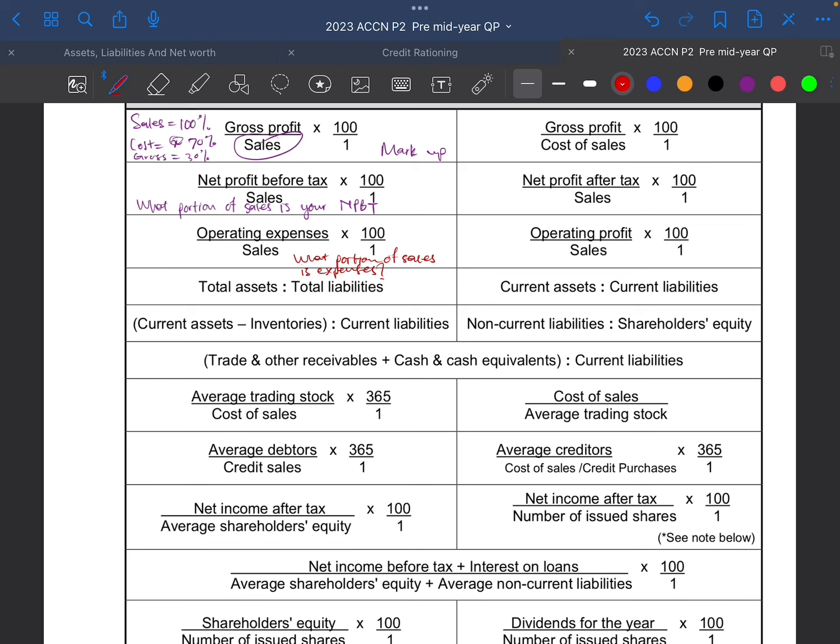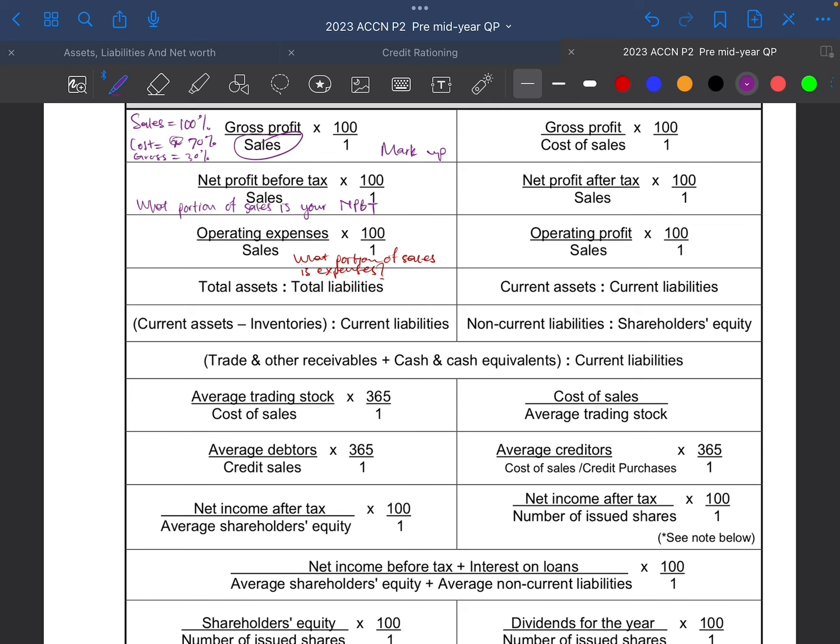Okay, and then our operating profit: out of the total sales that you made, how much of that is operating profit? See, if you interpret the formulas as such, you will never go wrong, because that's what the formula is asking. All right, so these are quite easy. These are just the first ones that you can easily memorize. You don't even need to memorize because the formula sheet is given. You just need to know what they require from you.